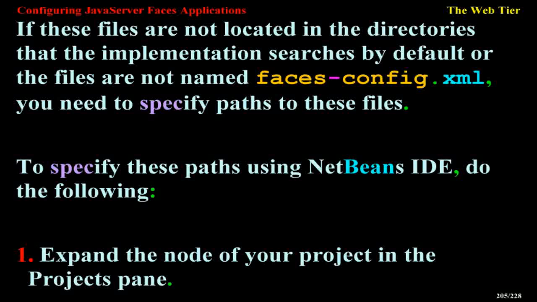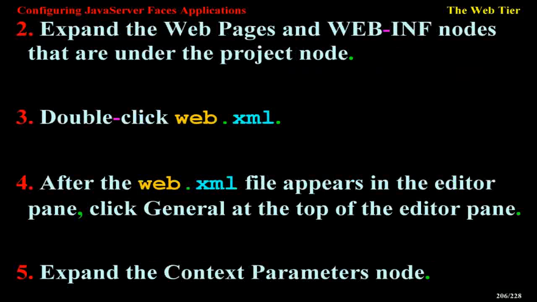Expand the node of your project in the project's pane. Expand the Web Pages and WEB-INF nodes that are under the project node. Double-click web.xml. After the web.xml file appears in the editor pane, click General at the top of the editor pane. Expand the Context Parameters node, click Add.